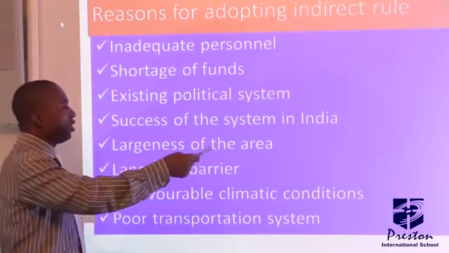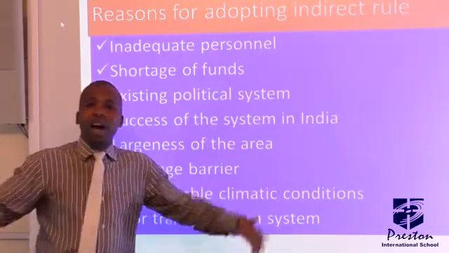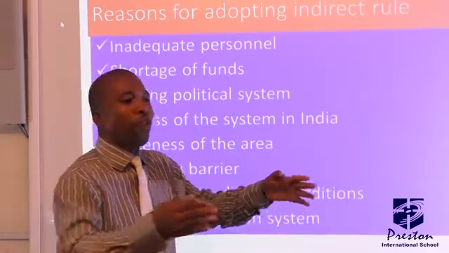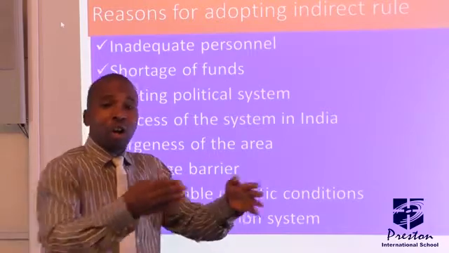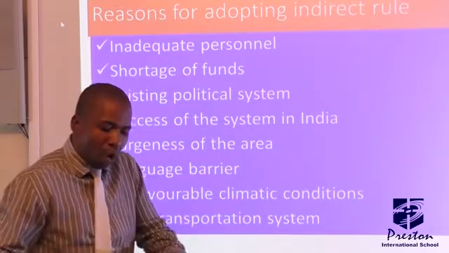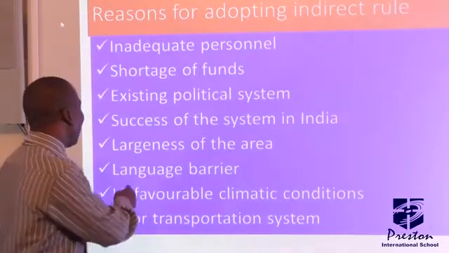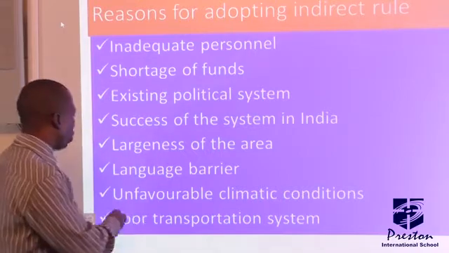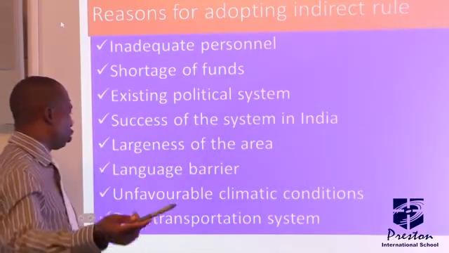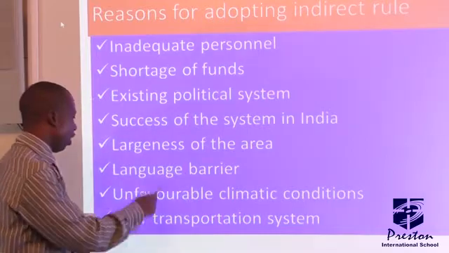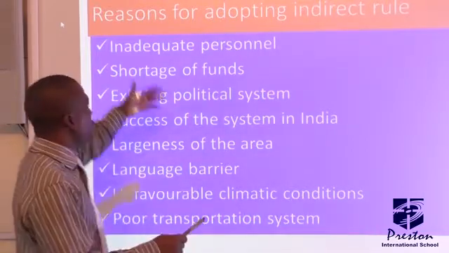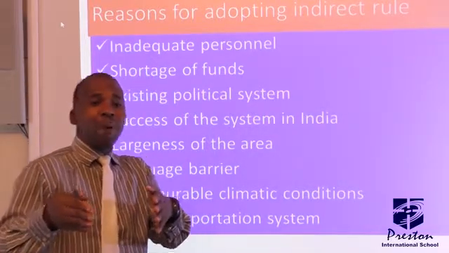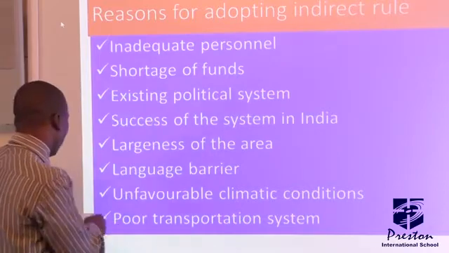Also, the largeness of the area. Nigeria is a very big area. So for a particular set of people to administer Nigeria, they need a lot of individuals. Because they did not have a lot of people on ground, they needed people on ground to administer their people. Also, language barrier. So many people did not understand English at that time. Also, unfavorable climate condition. And lastly, poor transportation system. All these reasons or factors made the British colonial master to adopt indirect rule in Nigeria.